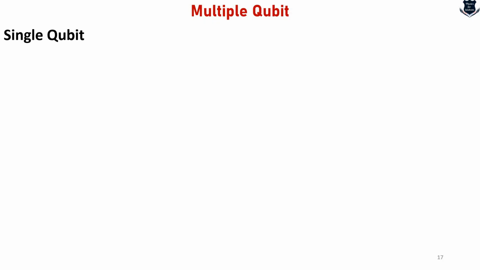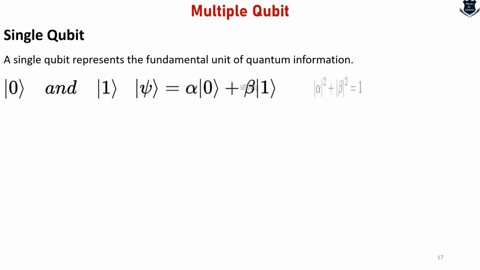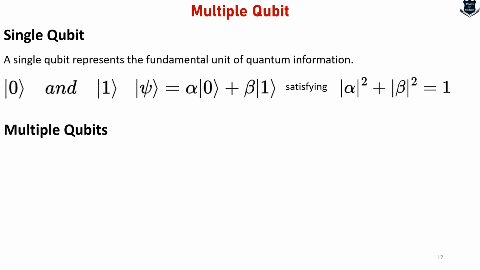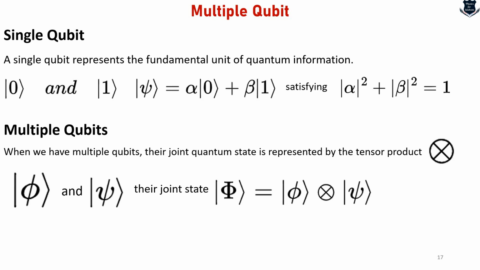Now before going into multiple qubits, a quick recap. What is a single qubit? Well, a single qubit is the fundamental unit. So 0 and 1, for example, can be represented by this, which satisfies this condition. And we know alpha and beta are complex numbers. Now multiple qubits are where we have several qubits, and their joint quantum state is represented by the tensor product. So if we have phi and psi as two different states, then the joint state would look something like this.